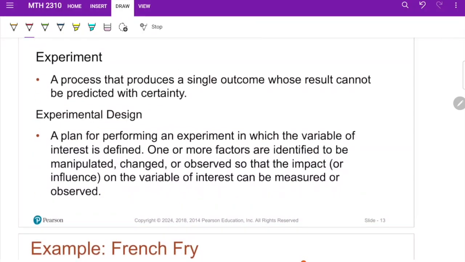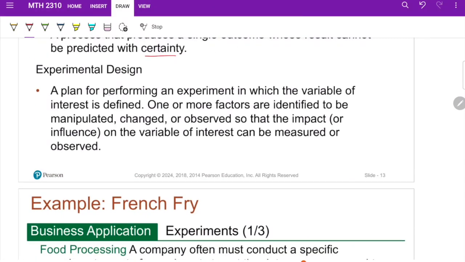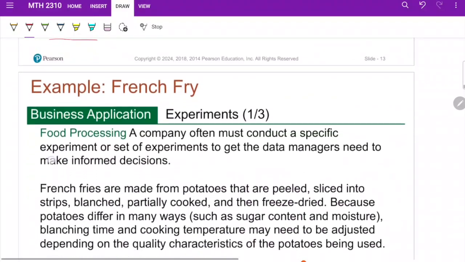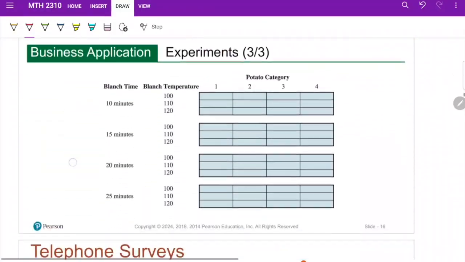An experiment, quickly, is a process that produces a single outcome whose result cannot be predicted with certainty. It's just an experiment, right? And an experimental design is a plan for performing an experiment in which the variable of interest is defined, and one or more factors are identified to be manipulated, changed, or observed, so that the impact or influence of the variable of interest can be measured or observed. We do sometimes use experimental design. This is an example. I'm not going to go over this one.